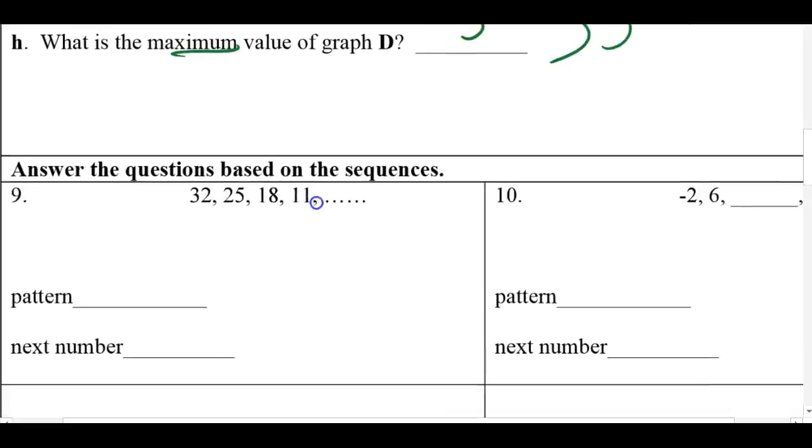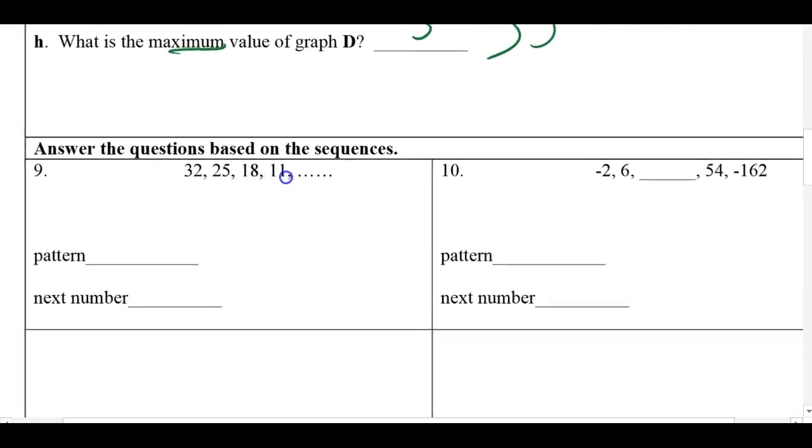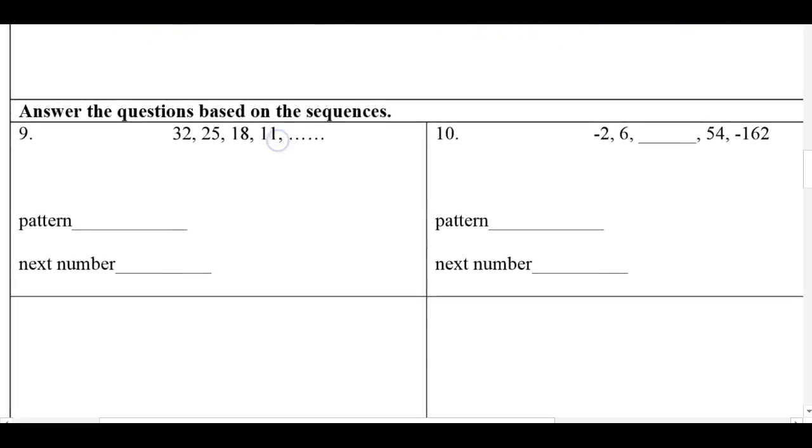Okay, so number 9 and number 10. Well, what I want to do here is I want to recognize the pattern first, then I need to find the next number. The first thing I want to check is, is it adding or subtracting something? So what I do is I take the next number in line, and I subtract it from the previous one, so 25 minus 32.